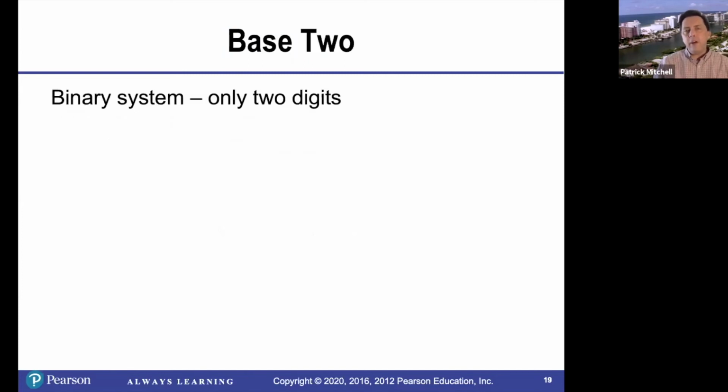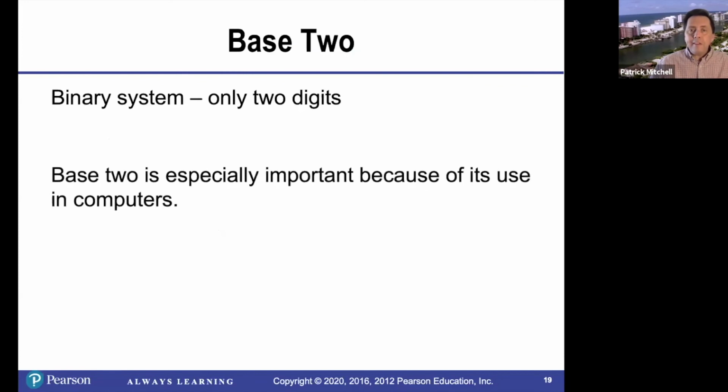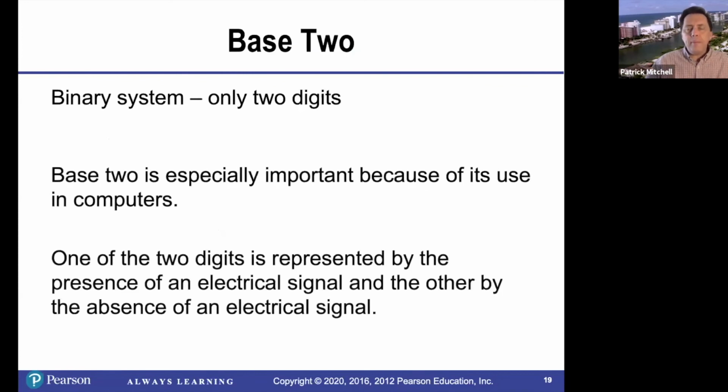All right, now you can use any base you want, really. Another common one is base 2. That's called binary. There are only 2 digits, 0 and 1. And this is what computers use because the 0 sort of represents that a switch is off, and 1 represents that the switch is on. All right.